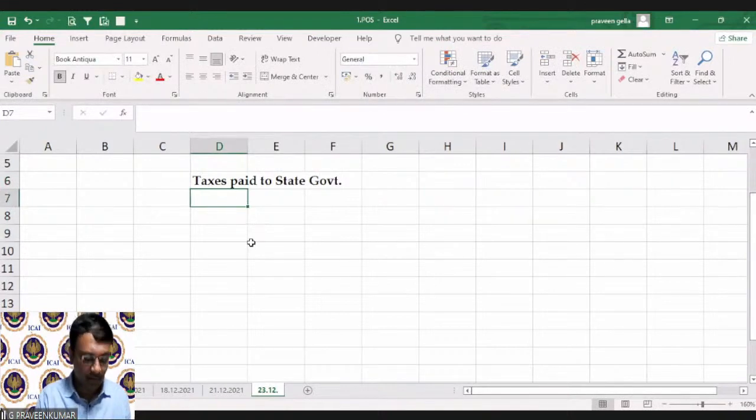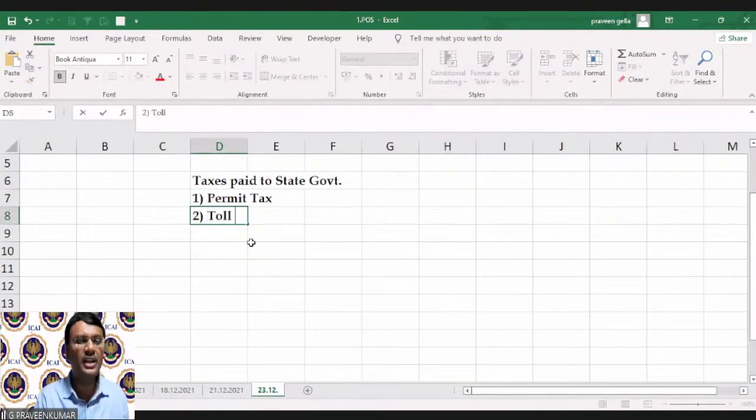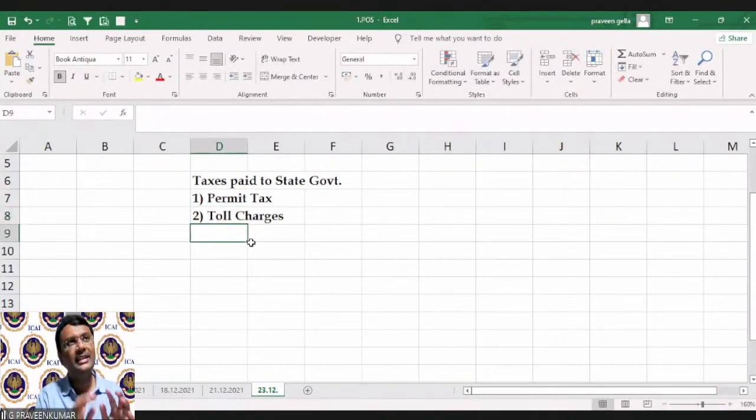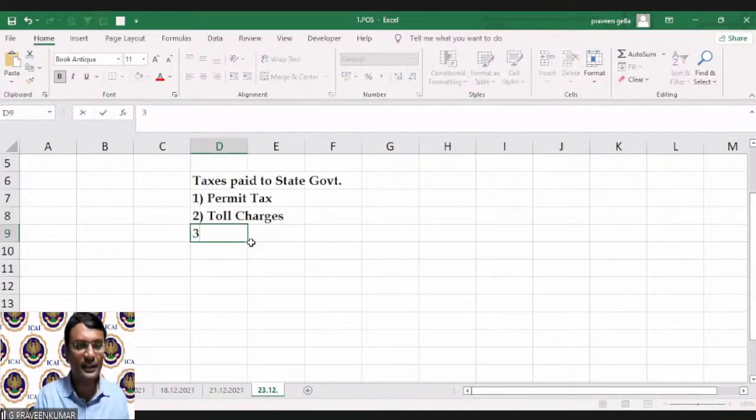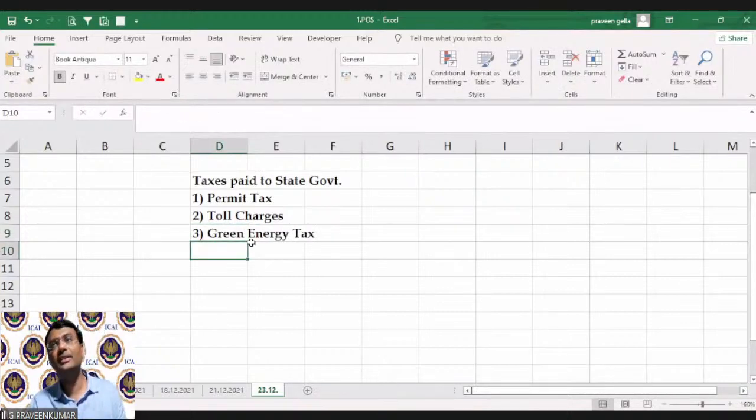Now, one example I was talking about is your permit tax. Second example I was talking about is toll charges. Toll charges are not tax. This is a user license fee. Third is your, say, green energy cess. Now these days you have these polluting vehicles.